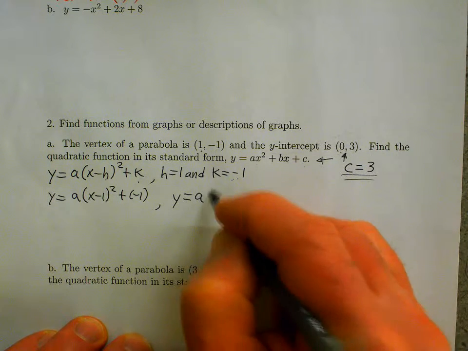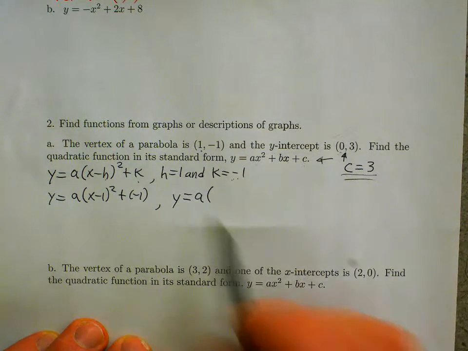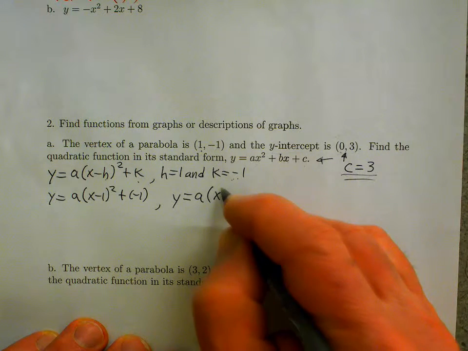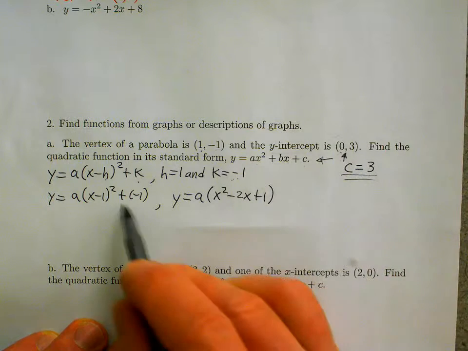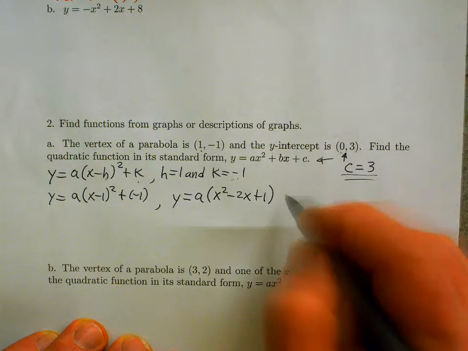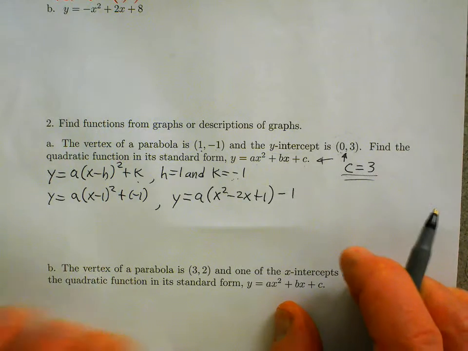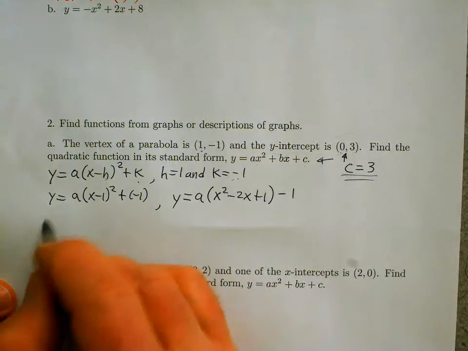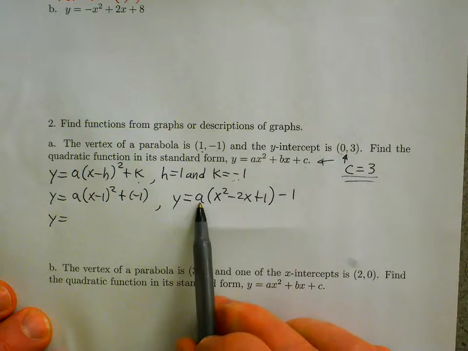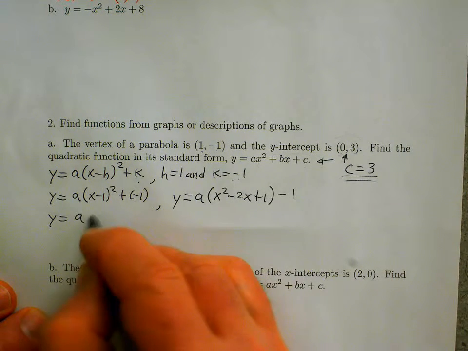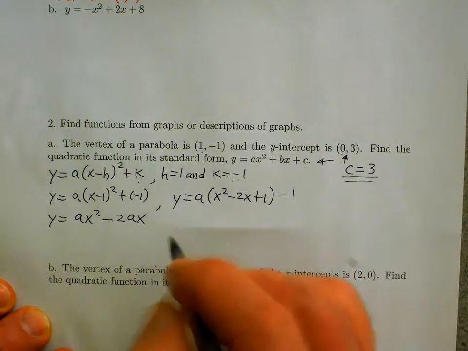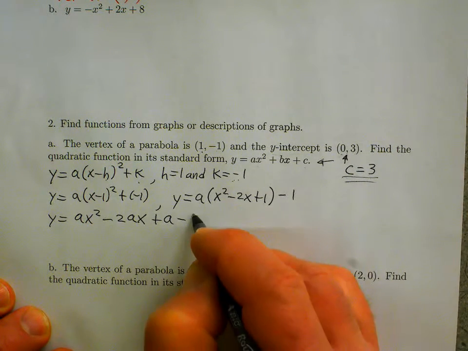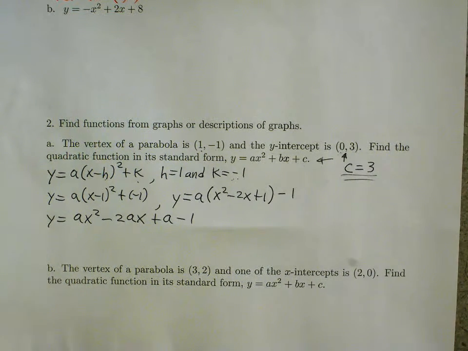So first, square the binomial x minus 1. So we have a times the quantity x squared minus 2x plus 1. And then on the outside, since we're adding -1, that's the same as minus 1. And then distribute multiplication by a, so we get ax squared minus 2ax plus a minus 1. So all we have to do is determine what the value of a is.